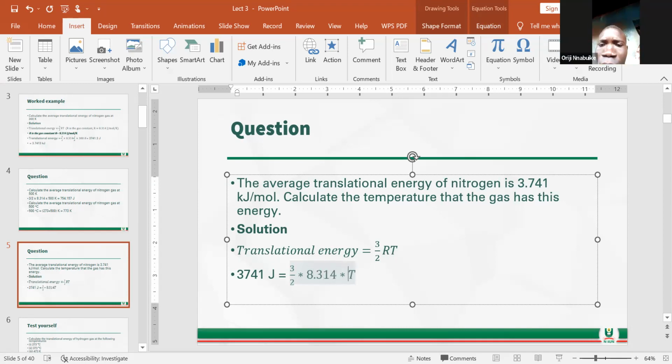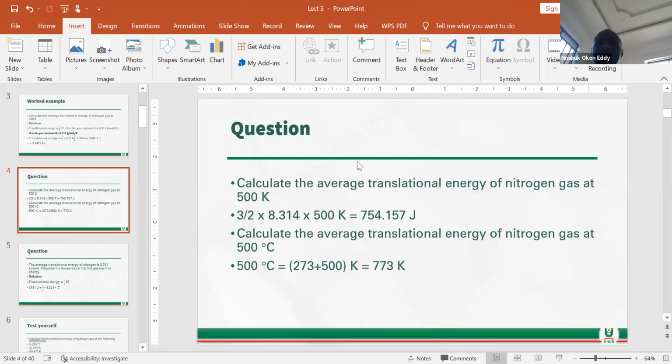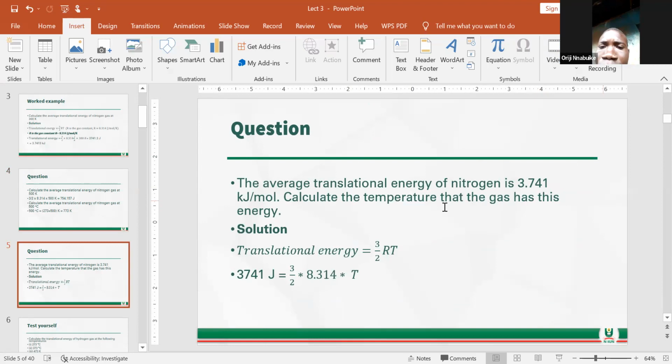Yes. The expression is for calculating the translational energy of a gas. The translational energy is calculated as 3/2 times R times T, where R is a gas constant and T is the temperature. I'm not supposed to go back, but let me take you back to see. Calculate the average translational energy of nitrogen gas at 500 Kelvin. So you can see the formula is 3/2 RT. R is a constant, 8.314, times the temperature. In this next one, the average translational energy of nitrogen is 3.741 kilojoule per mole. Calculate the temperature that this gas has at this energy. So you now recall the equation. You are trying to make T the subject of your formula.